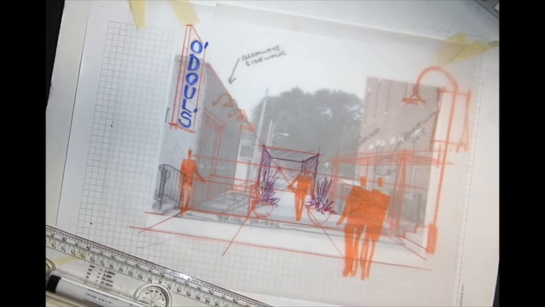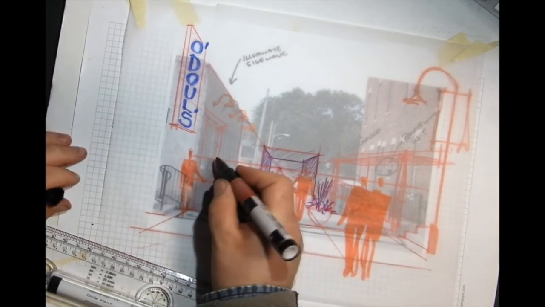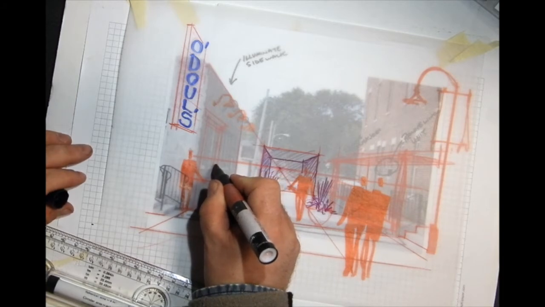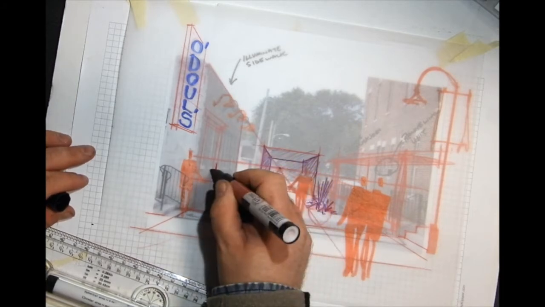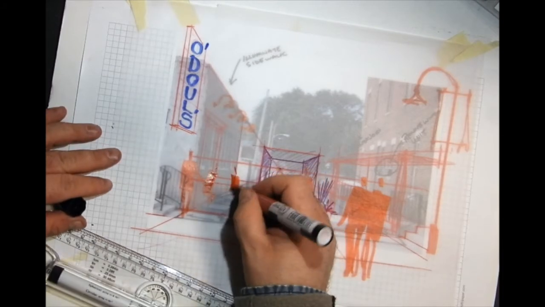Seated people. Are they the same height as standing people? So I put their heads lower than the horizon line. Their heads are below the horizon line. There's two people having a drink right there. Okay? Or having a meal.